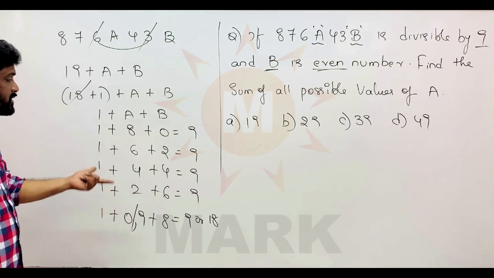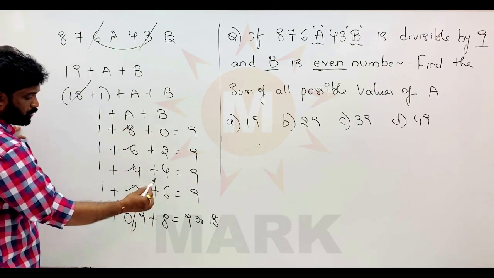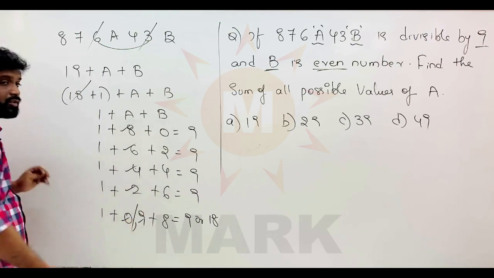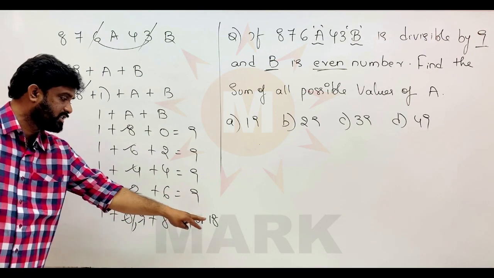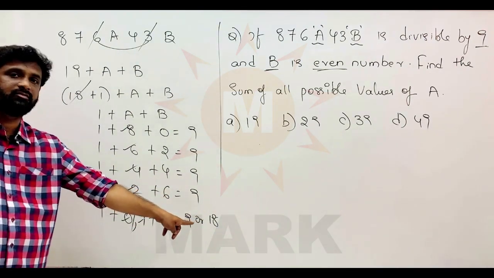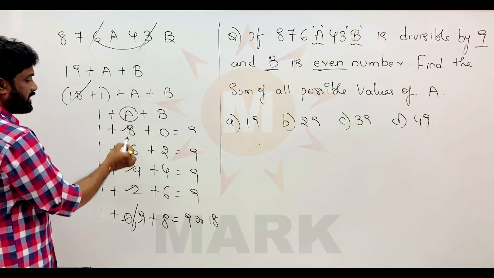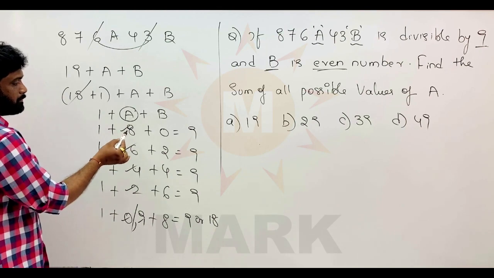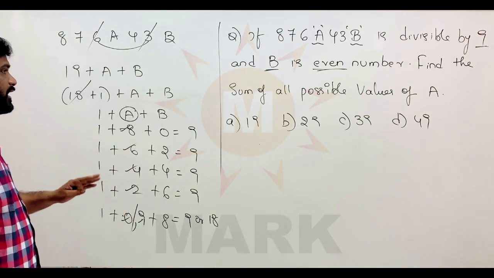So how many values are possible in the place of A? So 8 we can put, 6 we can put, 4 we can put, 2 we can put, 0 we can put, or 9 also we can put. Because 1 plus 9 plus 8 is equal to 18, then also it is divisible by 9. Or 1 plus 0 plus 8 is equal to 9, then also the sum is divisible by 9. So in the place of A, I can put single digit values 8, 6, 4, 2, 0 and 9.